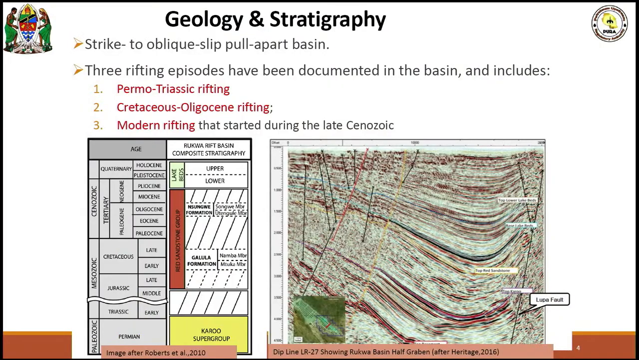So we can say, in summary, that the stratigraphy of the Rukwa Basin has the Karoo Group as the basal part, which overlies the metamorphic basement rocks. The Karoo Supergroup is overlain by the Red Sandstone Group, which is further divided into the Nsungwe and Galula formations. And then on top we have the lake beds. On the right part, we have a seismic section which shows the half graben geometry of the Rukwa Rift Basin and the three megasequences which I mentioned before.